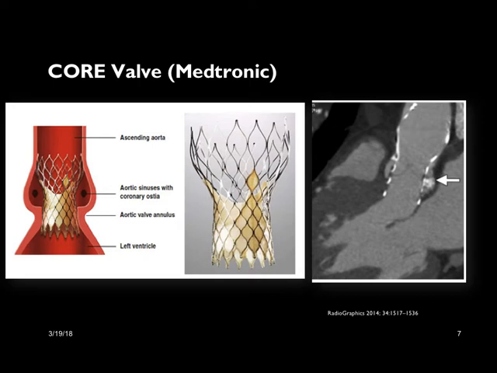And the arrow on the right-hand image actually is pointing to a chunk of calcium that is part of the native aortic valve that has been pushed aside by this device. And that's how these devices work. They basically sit in the native aortic valve position and push the native aortic valve leaflets out of the way and provide a new valve instead.